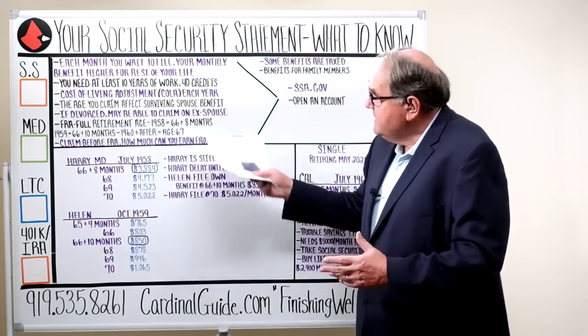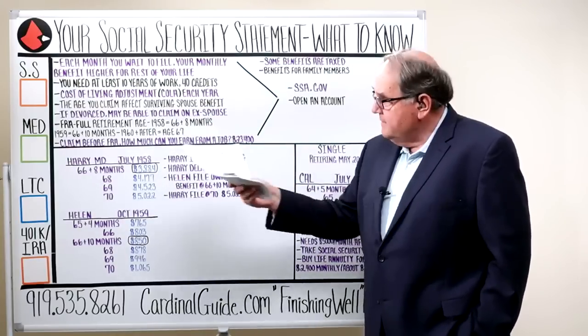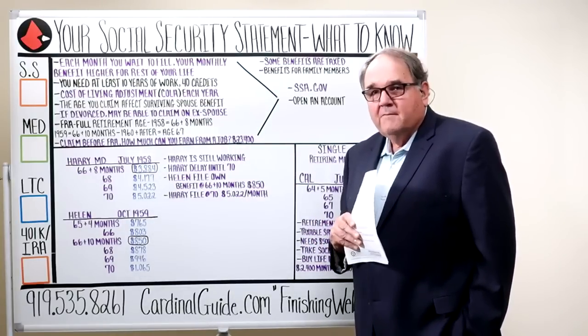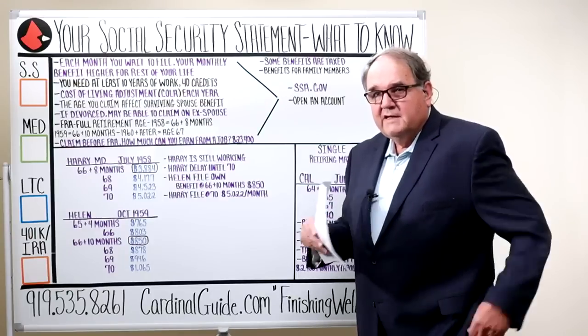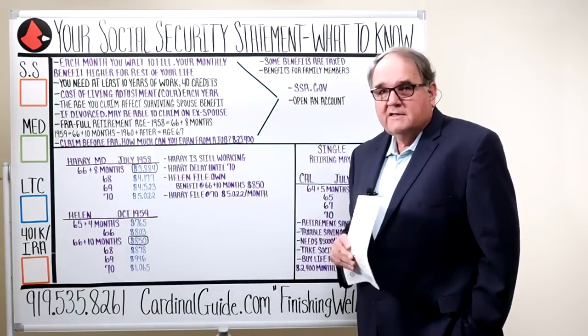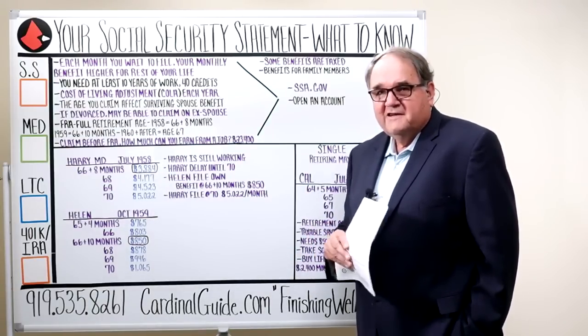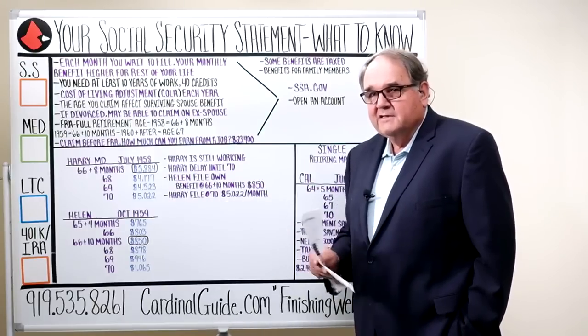But here's an example where you need this 10 years of work. We have another client who came from another country, and he moved here when he was about 30. He's got plenty of work, but his wife has never worked in the United States, so she doesn't have any earnings history, but she's able to come in under his spousal benefit.